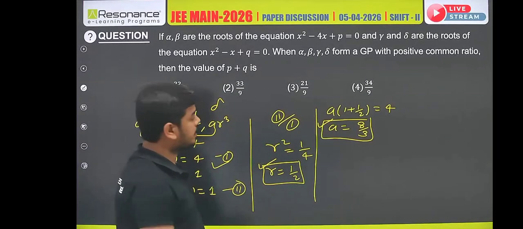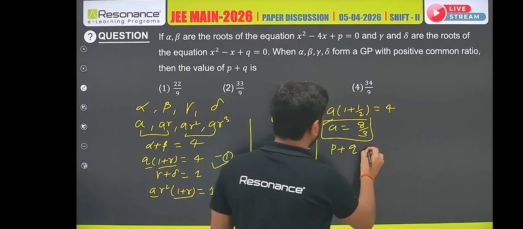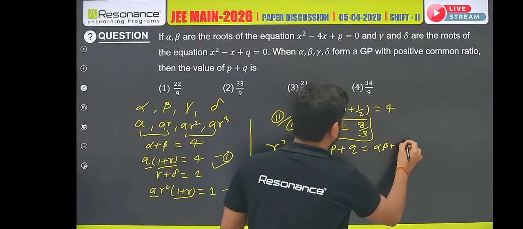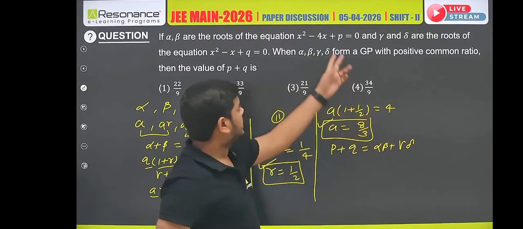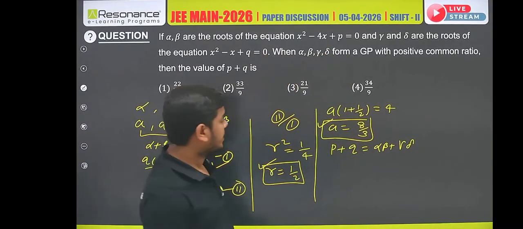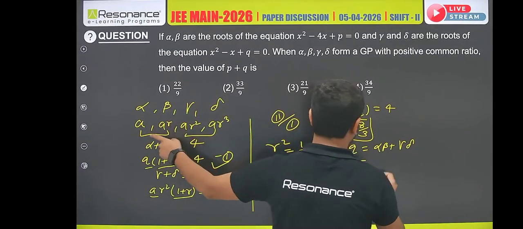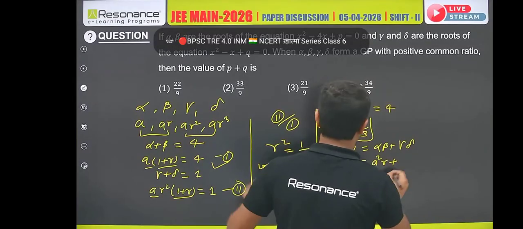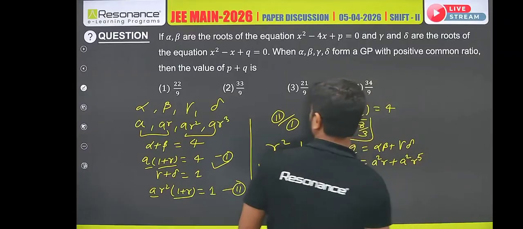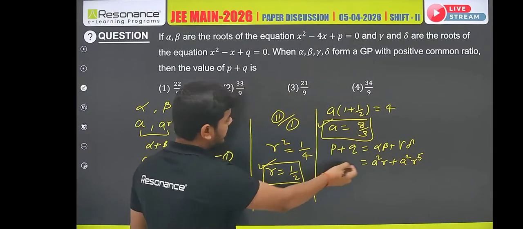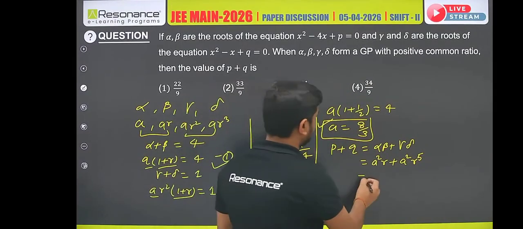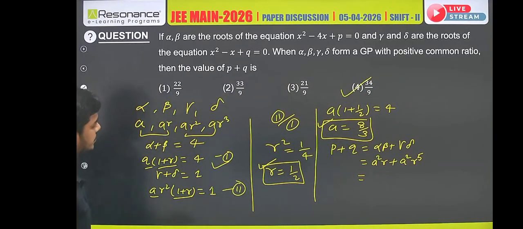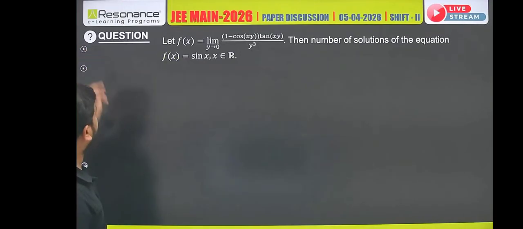Now we need to find P plus Q. What is P plus Q? Alpha beta plus gamma delta. Alpha into beta is P and gamma delta is Q. Alpha beta how much? You can put from here A square R, and gamma delta will become A square R to the power 5. Put the values of R and A here, and after putting the values you will get your answer is 34 by 9. The fourth option is correct. Put and simplify. So this one is an easy question.